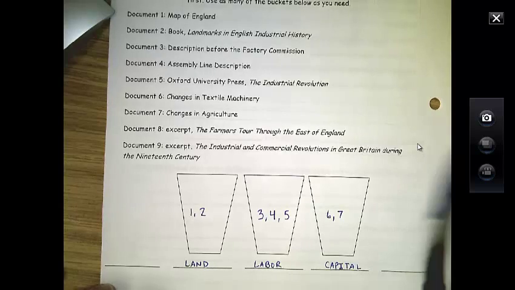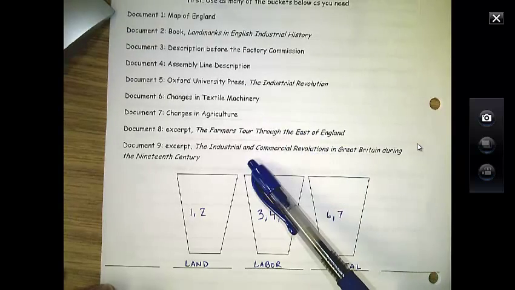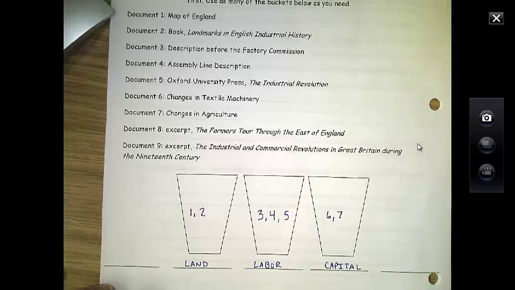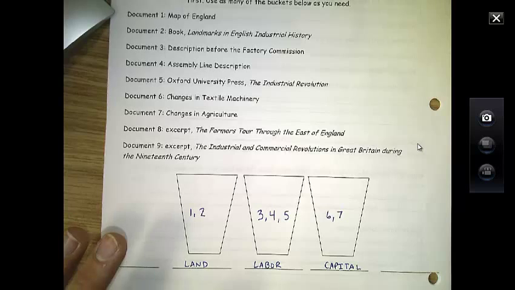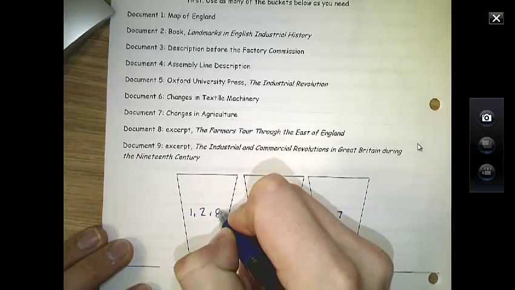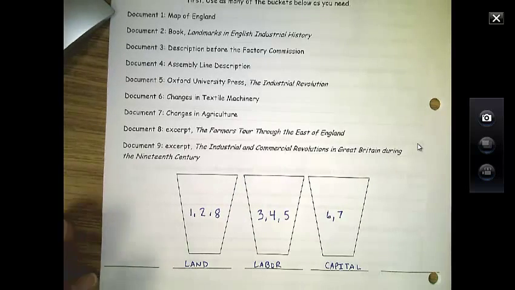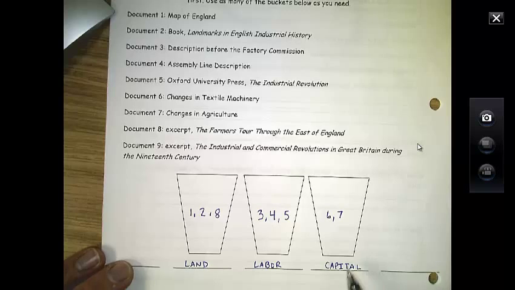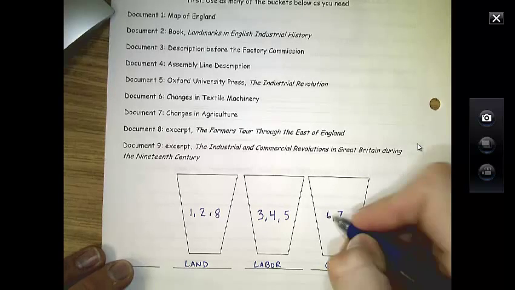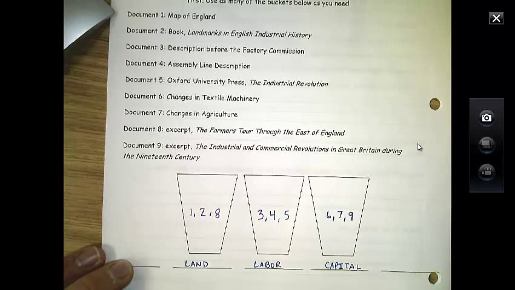Now if we look at document 8, document 8 discusses new methods of agriculture, different ways of using land. For our purposes, again, we're talking about the land and the advantages that England's land has. So document 8 is going to go under the land category. And if you look at document 9, it talks about how England did not have the same taxes as other countries in Europe. It also had more freedom politically and economically. And anytime we're talking about money, remember we're talking about capital. So document number 9 is going to go under capital.